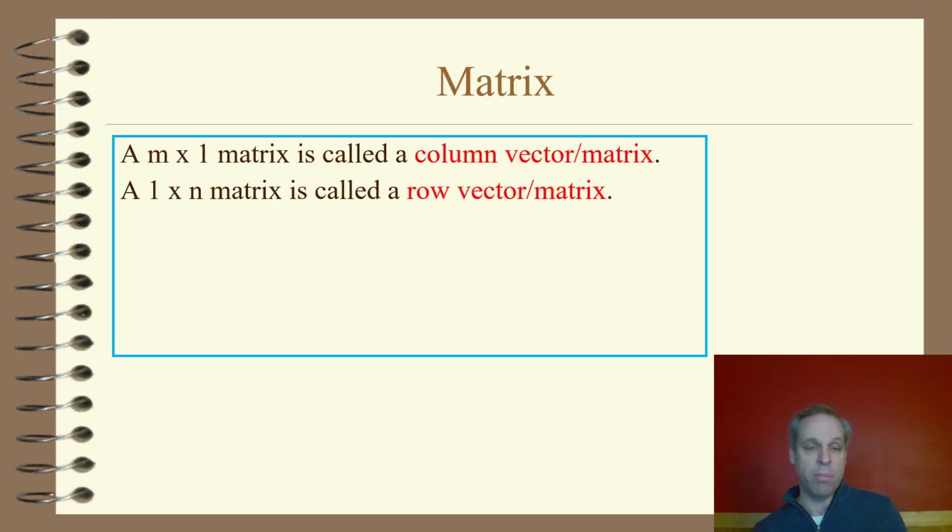Now there are special types of matrices. One is the m by 1 matrix. It essentially has only one column. It's called a column matrix, and we often also just call it a column vector. A 1 by n matrix is a matrix that has only one row. It's called a row matrix, but we often just call it a row vector.